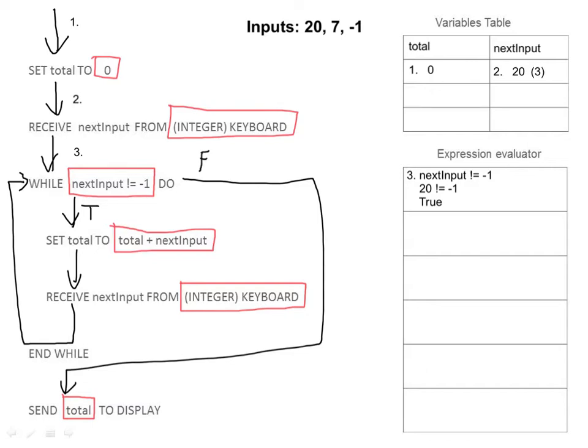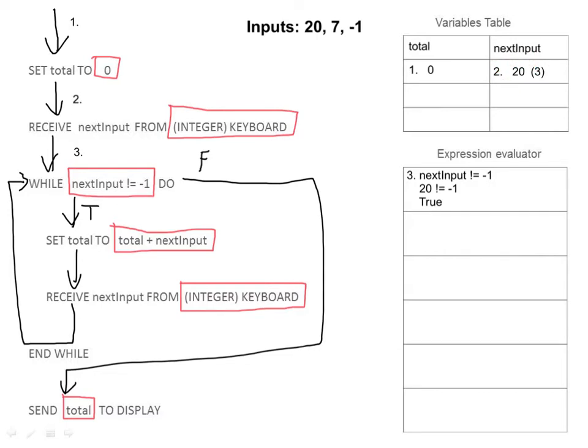So the first thing we have to do is work out what the current value of next input is. So we look up at the table here, the variables table, we look at the next input column, and we see that the current value of next input is in fact 20. You'll notice that I've put in brackets here 3, because at step 3 we are looking to see what the current value of next input is. It's in brackets because we're not changing the value, we are just looking to see what the current value is.